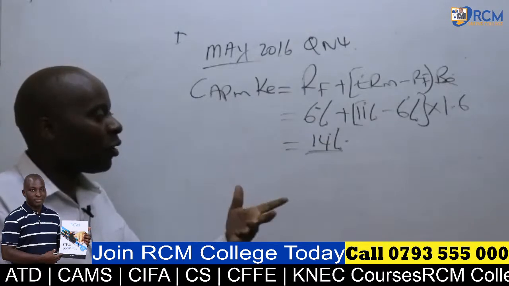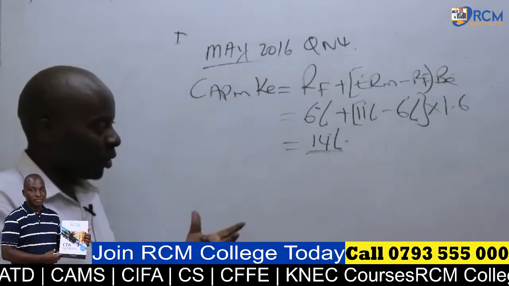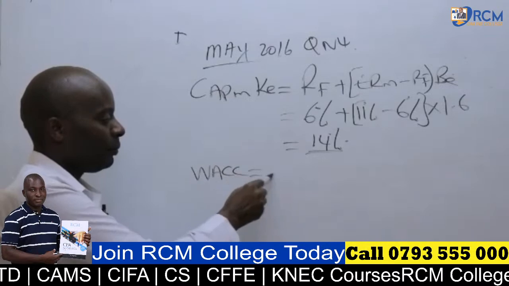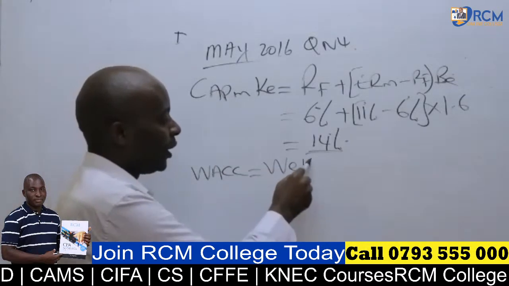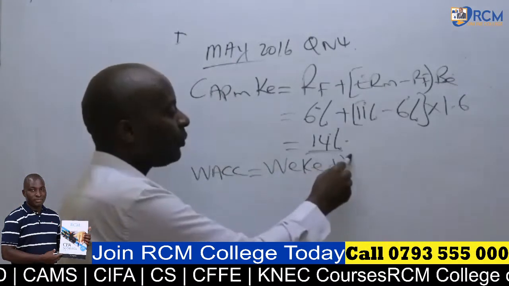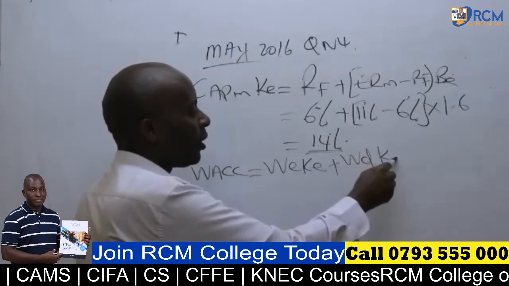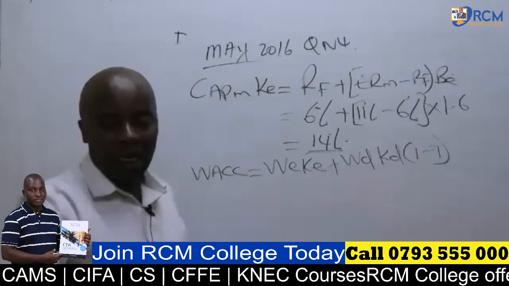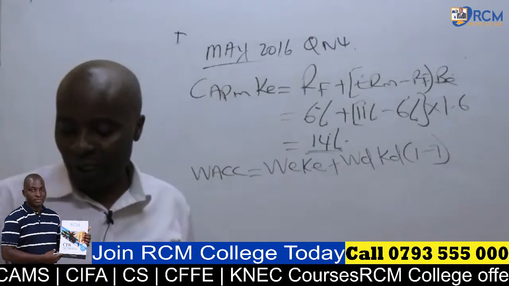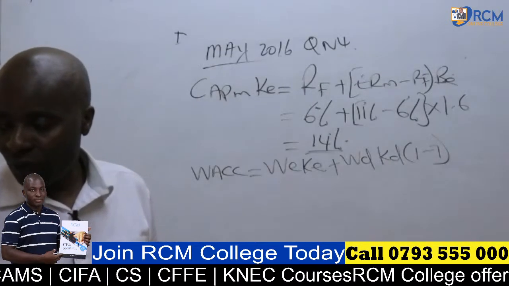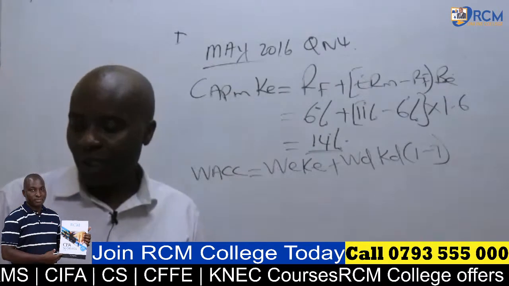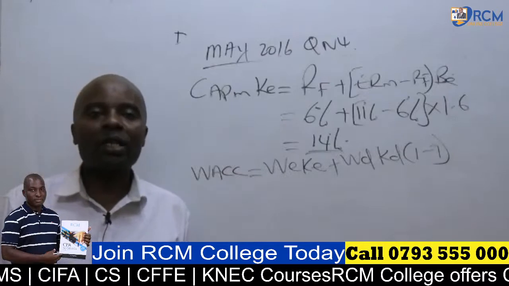A composite cost of capital is our WACC, which will be equal to weight of equity times cost of equity, plus weight of debt times cost of debt. But remember, the cost of debt is normally allowable for tax purposes.